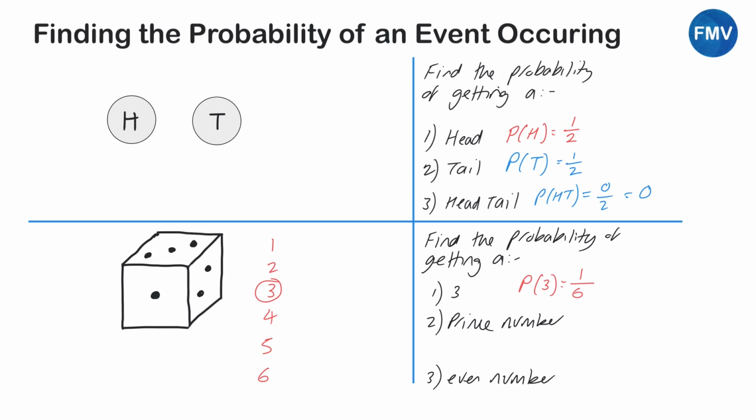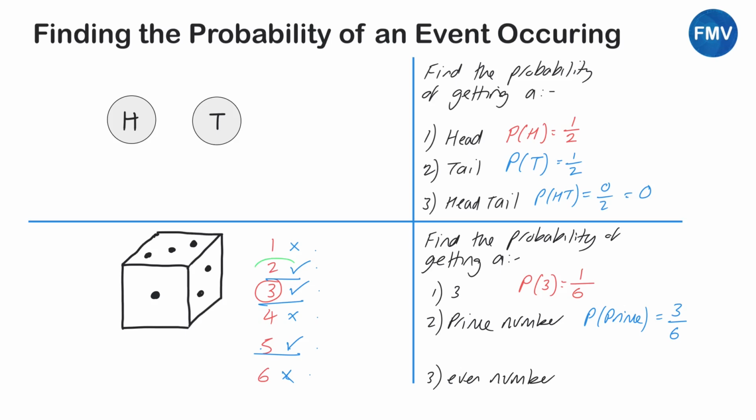So what about a prime number? Well, let's look at this. Is 1 a prime number? No. Is 2 a prime number? Yes. Is 3 a prime number? Yes. Is 4 a prime number? No. Is 5 a prime number? Yes. Is 6 prime? No. So how many primes do we have? We have one, two, three primes. So the chance of getting a prime is 3 because there's three primes out of one, two, three, four, five, six.